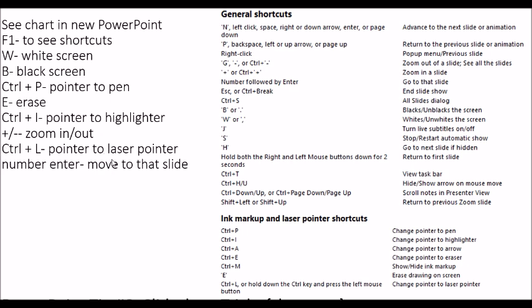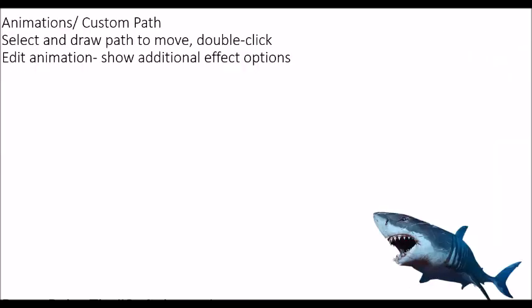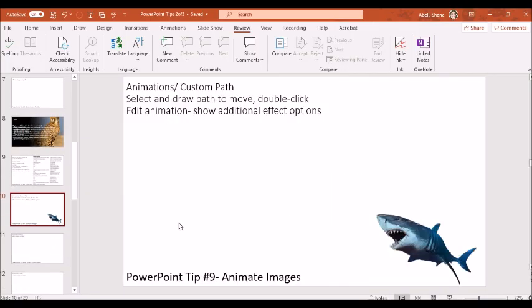Control L turns the pointer into a laser pointer, and you can see there I can direct people's attention to different parts. And finally, the last one, if I hit any number and then enter following it, it will move to that slide. So we're on slide 9 at the moment. Next one I want to go to is 10. So if I type in 10 and hit enter, we're on to our next slide.